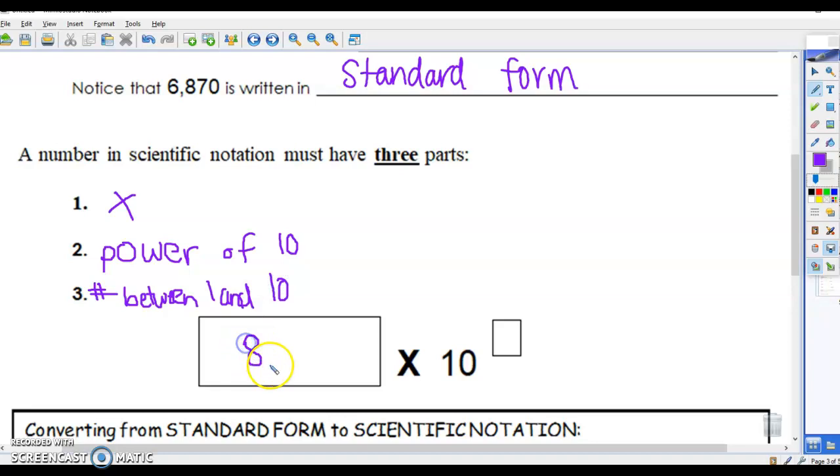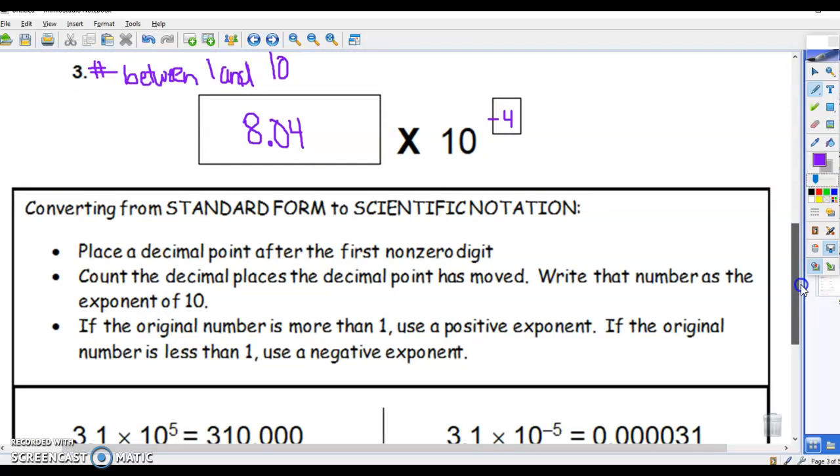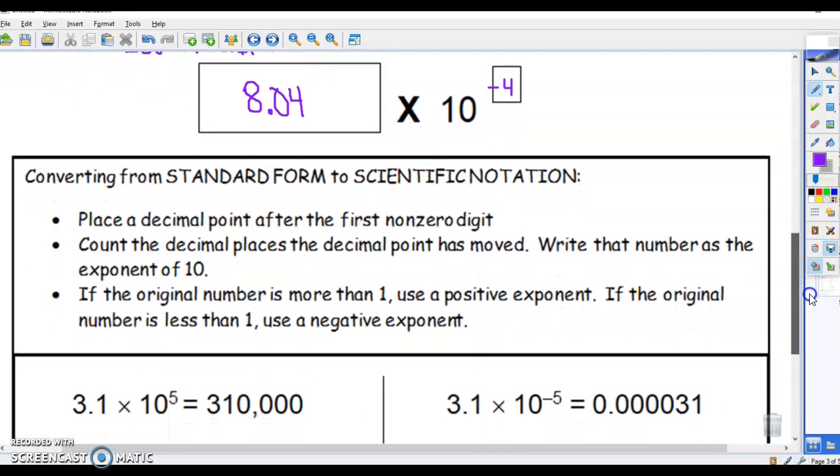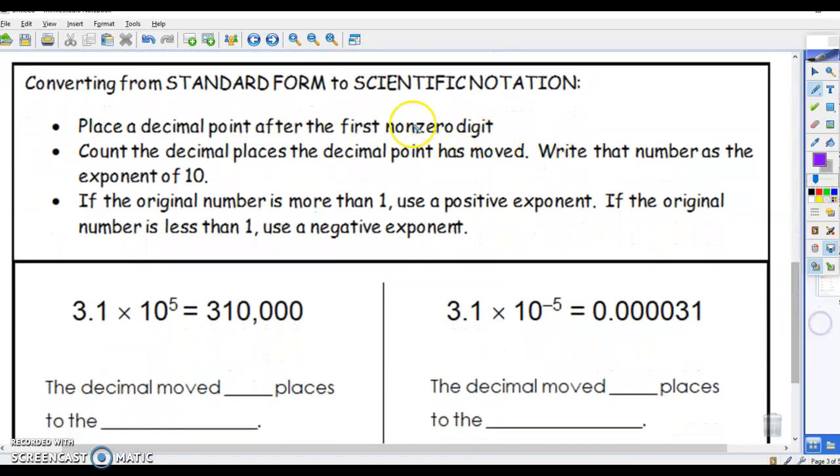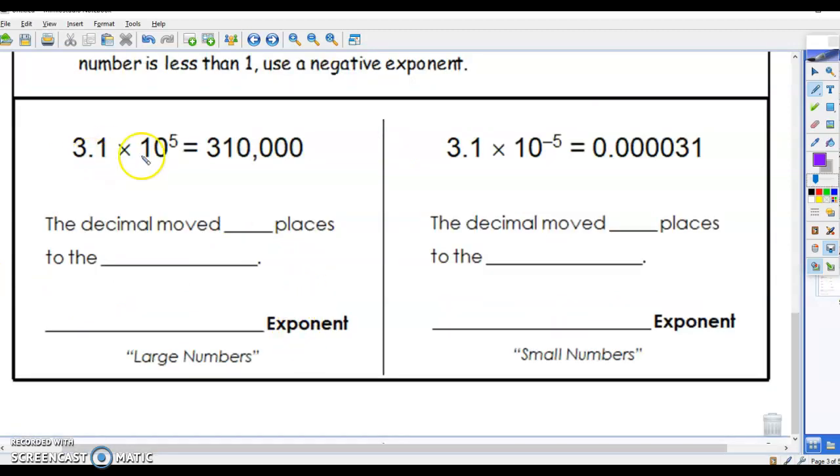Go ahead and make up any example you want here. Okay, so we're going to place a decimal point after the first non-zero digit. Count the decimal places the decimal point has moved and write that number as the exponent of 10. If the original number is more than 10, you're going to use a positive exponent. If the original number is less than 1, you're going to use a negative exponent. So let's see what that looks like.